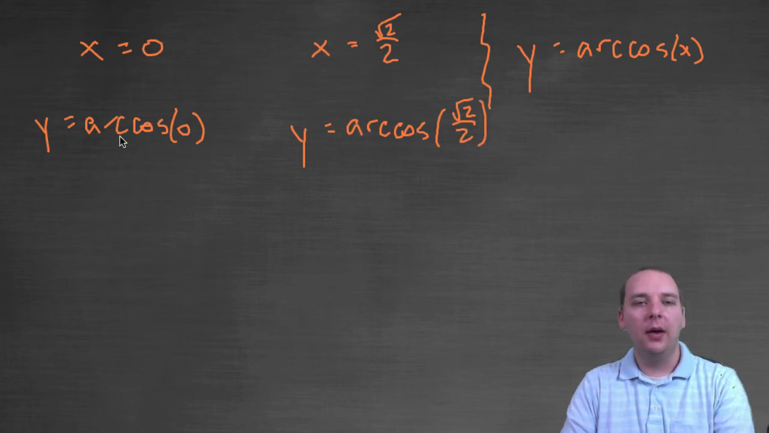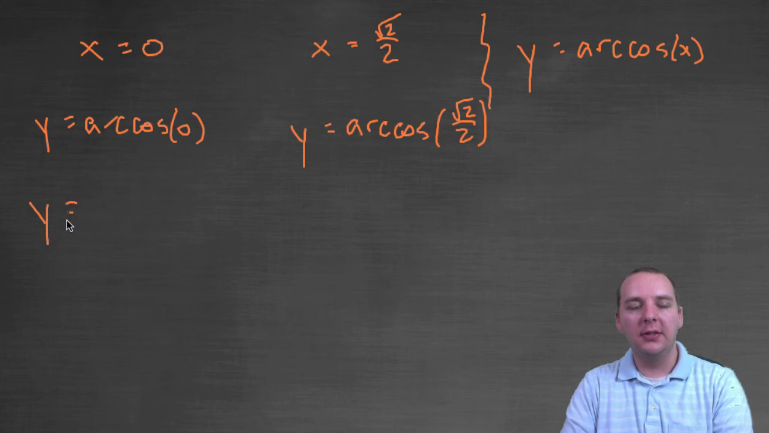Now you remember the arc cosine function is a one-to-one function. It's monotonic. So you plug these values in, and there should only be one answer. Now I'm not going to go through a lot of detail as to what the restricted domain is for arc cosine again, but I'll just go ahead and tell you what these answers are.